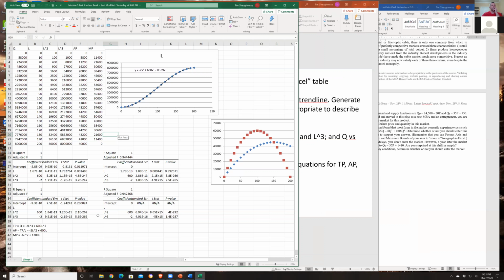If we run the regression and we found out the p-value of L is at 0.7, for example, would you take this into consideration, or would we still take it off and just have L squared and L cubed?